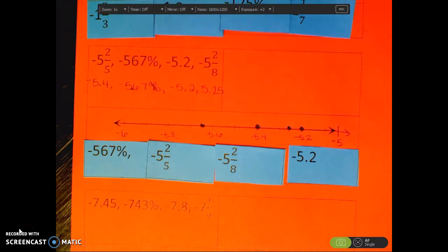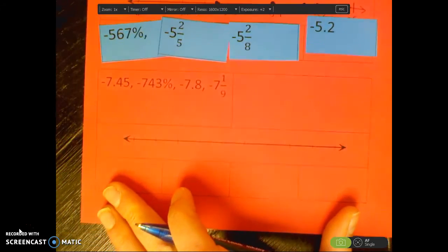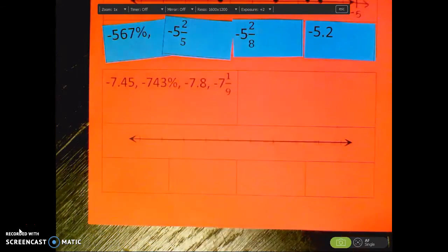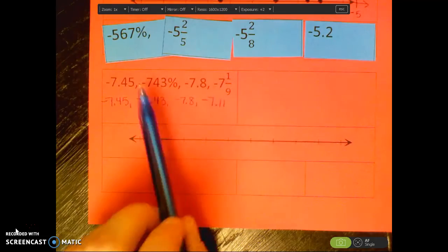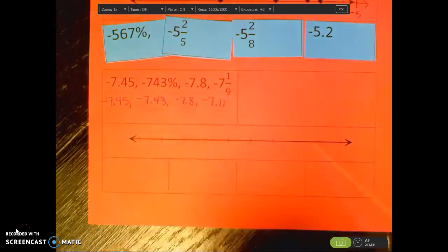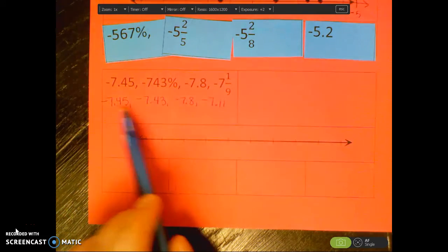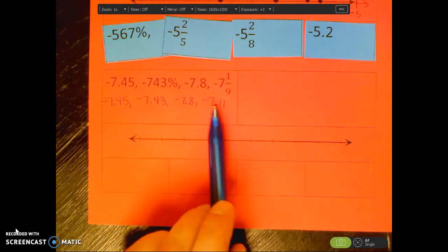All right, our third example. Okay, so what I want you to do is, again, like we did in the last video, change all of these to decimals, and once you're done, then come back. Okay, now you should check that this is indeed what you got. You should have only needed to change this percent and the 7 1/9. So we should have negative 7.1, negative 7.45, negative 7.43, negative 7.8, negative 7.11.